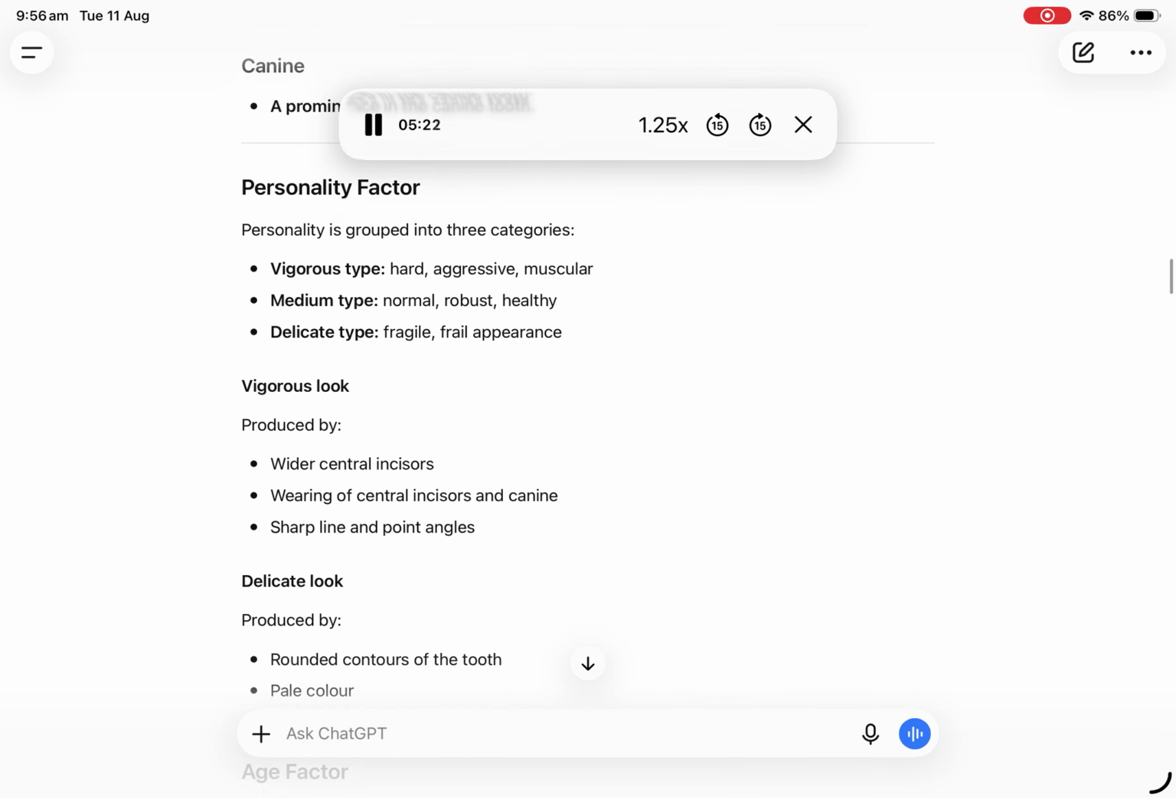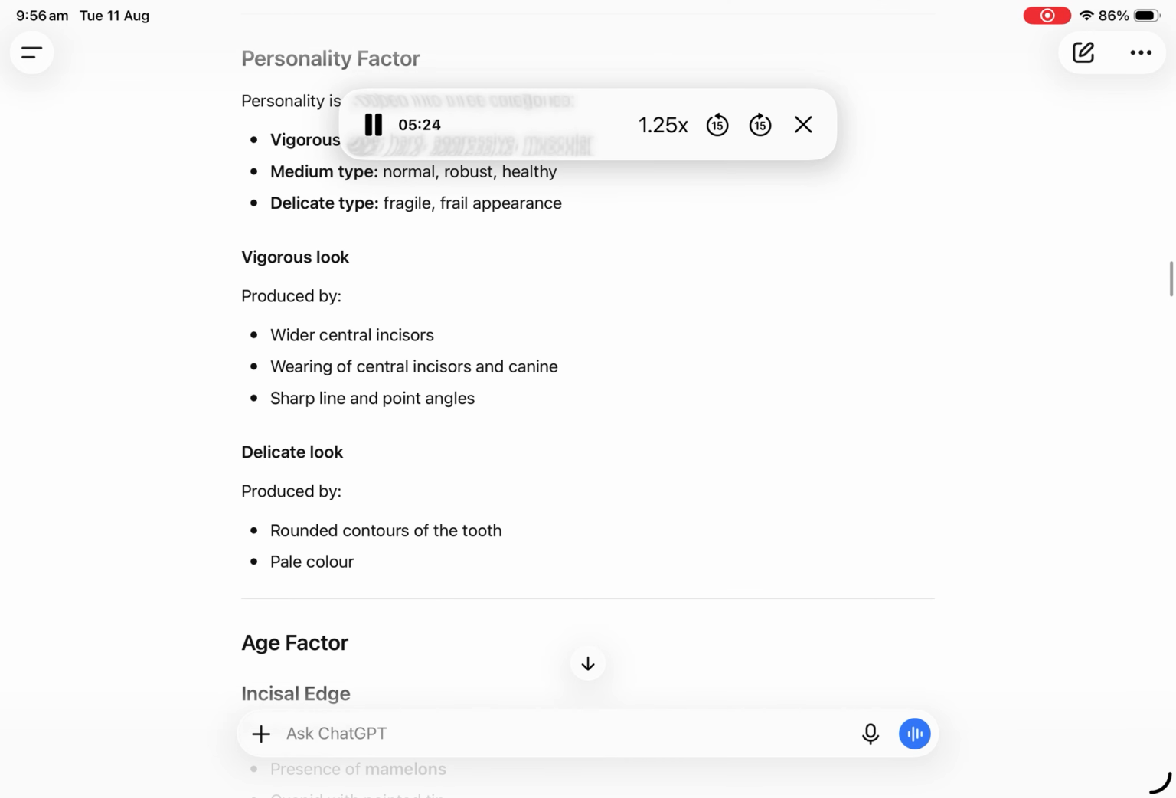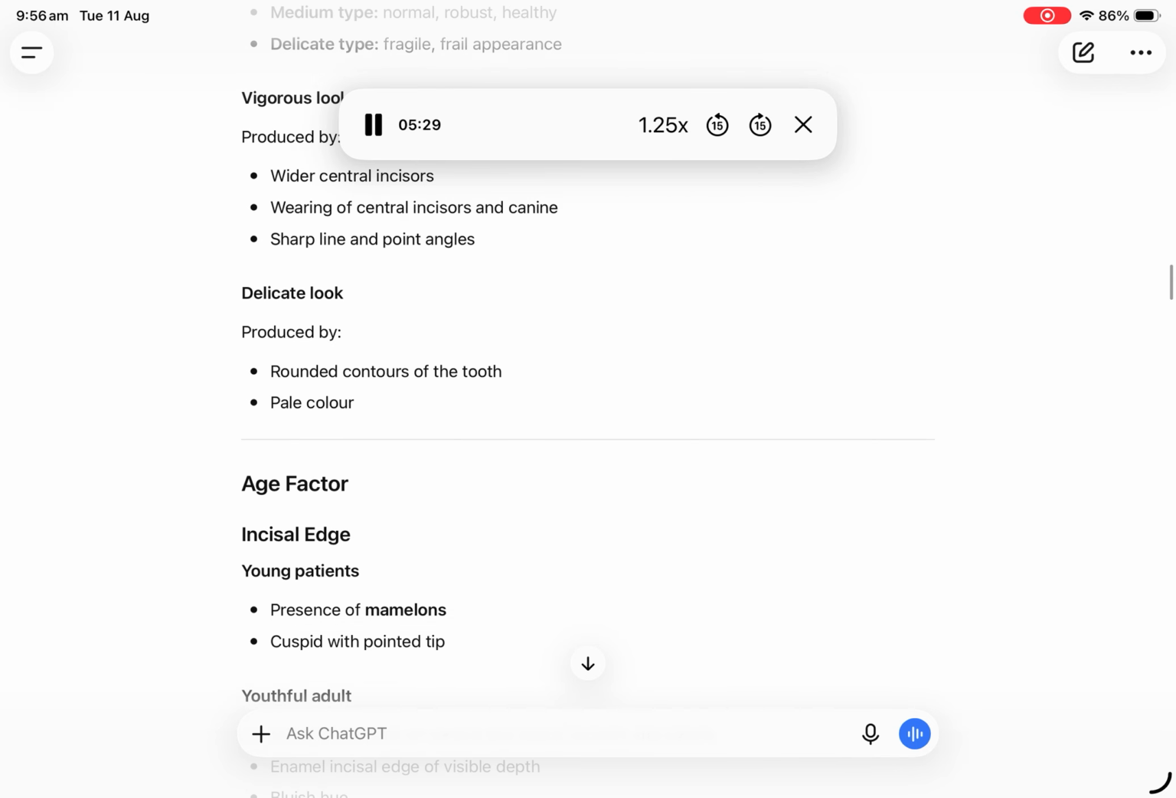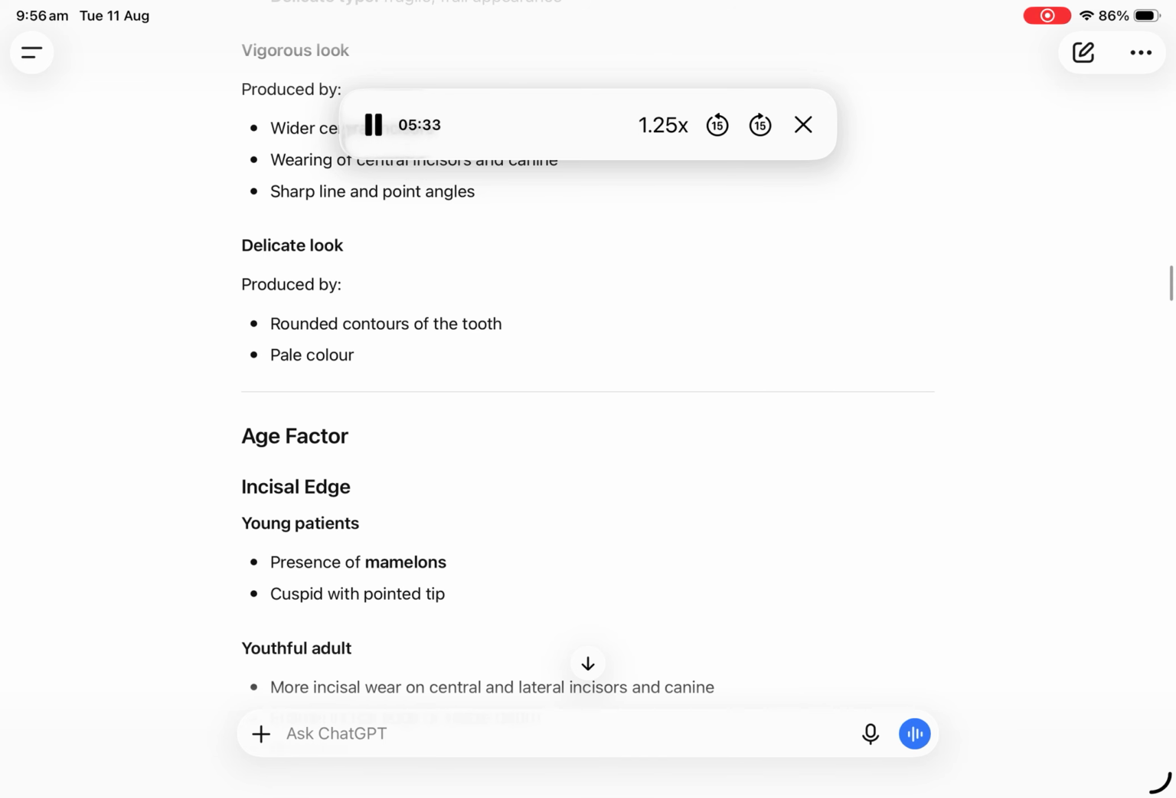Vigorous look is produced by wider central incisors, wearing of central incisors and canine, sharp line and point angles. Delicate look is produced by rounded contours of the tooth, pale color, and incisal edge. Young patients have the presence of mammelons and cusp point tips.